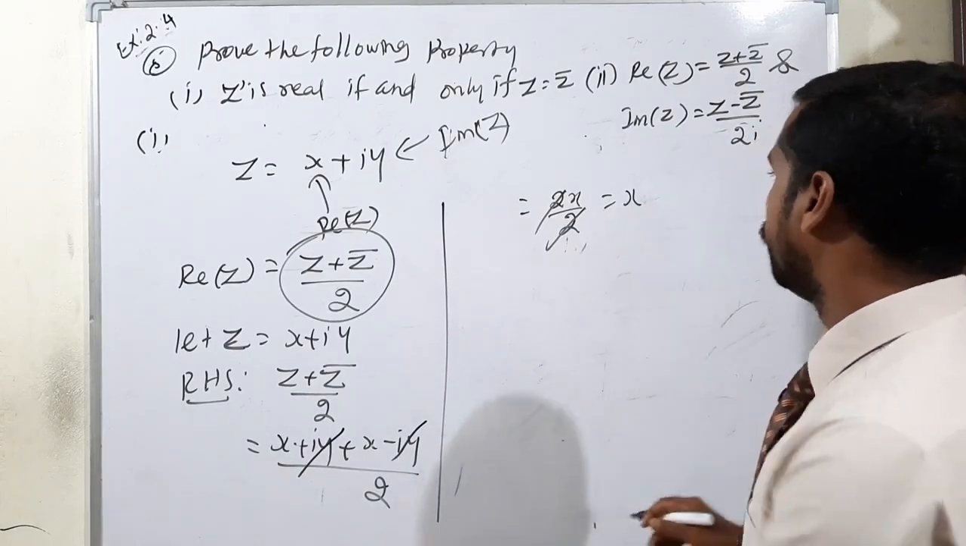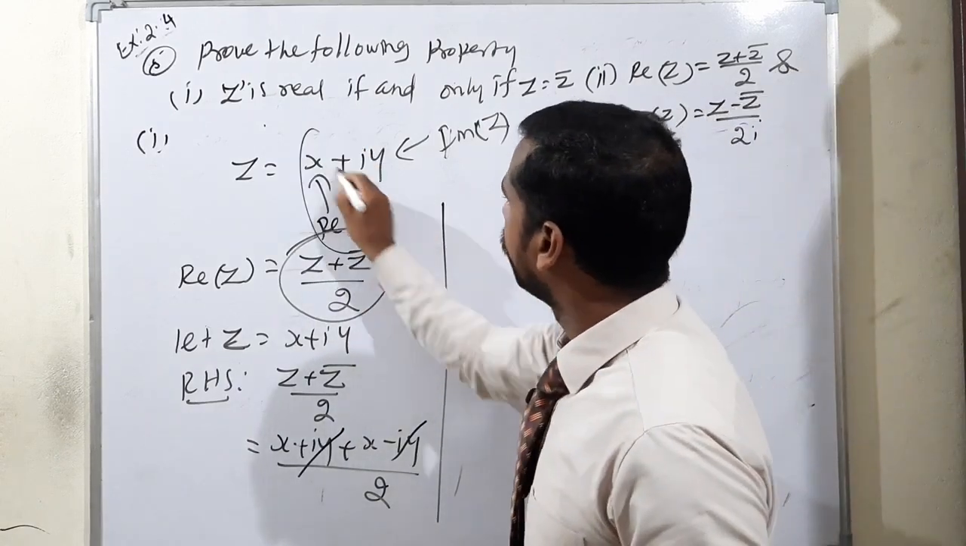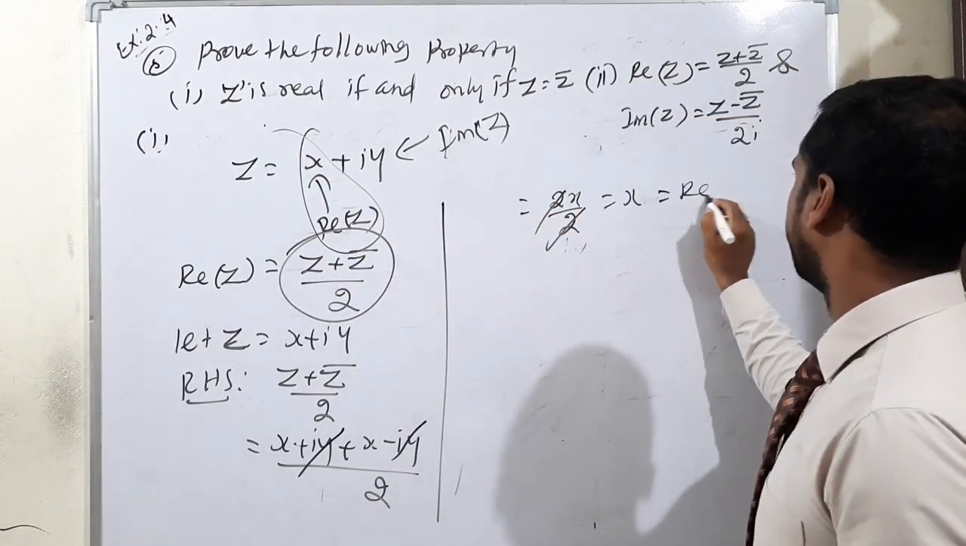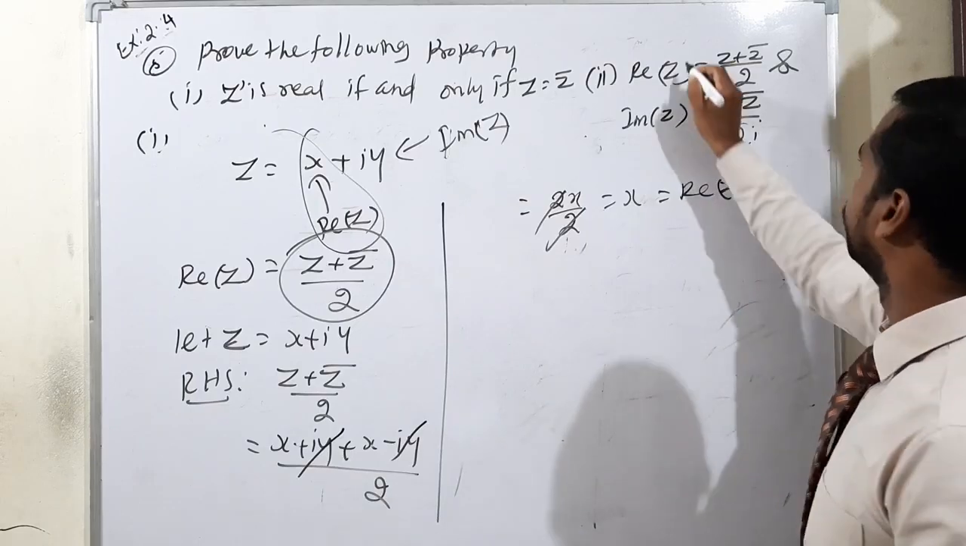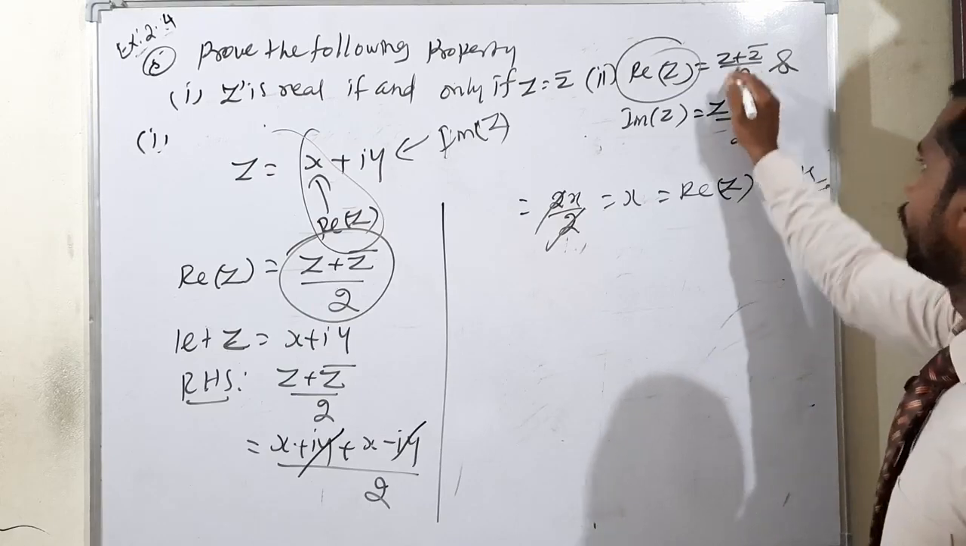That's why I told you, when y is equal to 0, this is called real of z. This is what we need for the LHS, isn't it? So the first one is clear. I am moving to the second part.